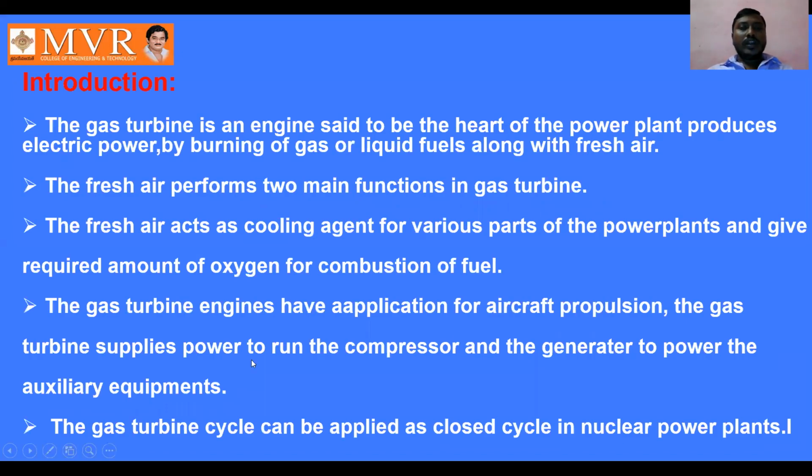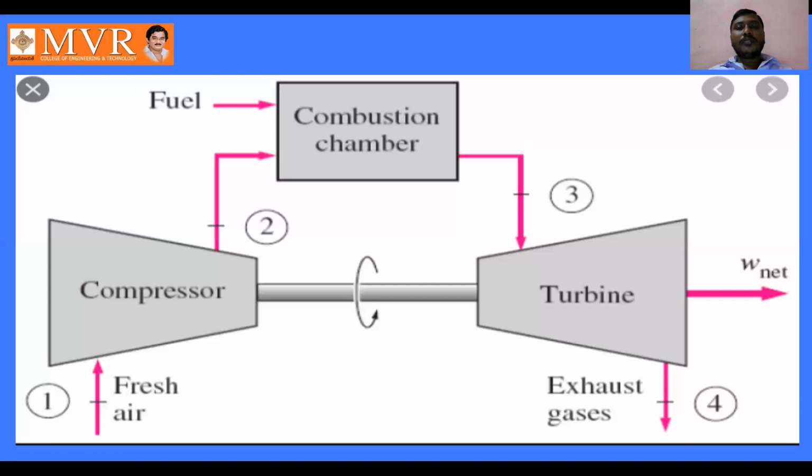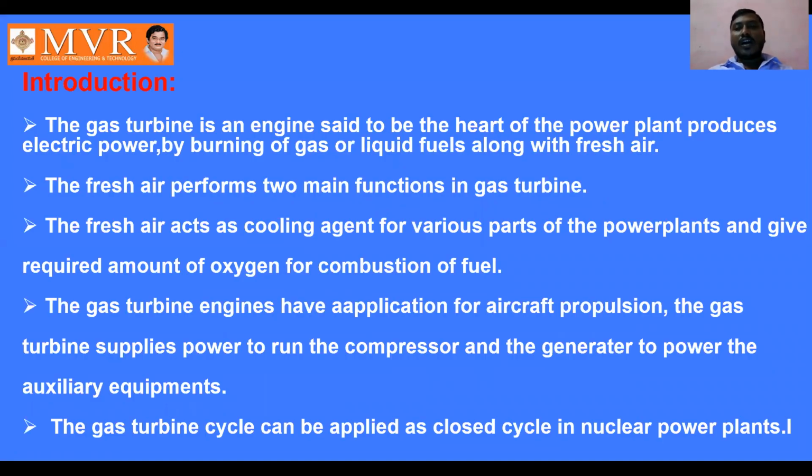Coming to the introduction of the gas turbine plant. The gas turbine is an engine said to be the heart of the power plant, which produces electric power. For generating electric power, we use this type of gas turbine, burning gas or liquid fuels along with fresh air. By using the fresh air along with fuels, we burn and generate the electric power here.